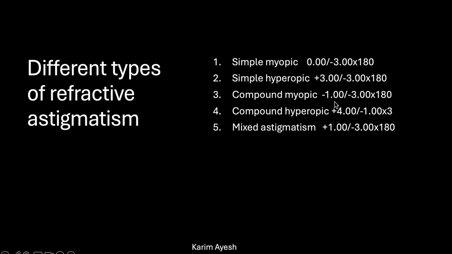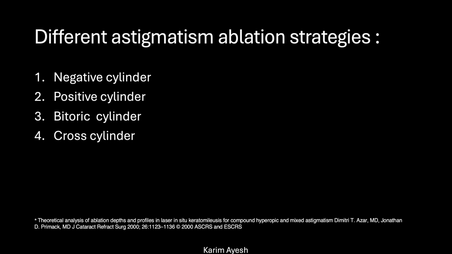And if you have, for example, this compound hyperopic astigmatism, plus 4 minus 1, if you transpose it, it will be plus 3 plus 1 axis 93. So it's compound hyperopic astigmatism. And the same is in mixed astigmatism. If you transpose it, it will be minus 2 plus cylinder. So two different signs, so it is mixed astigmatism. One meridian myopic, one meridian hyperopic.